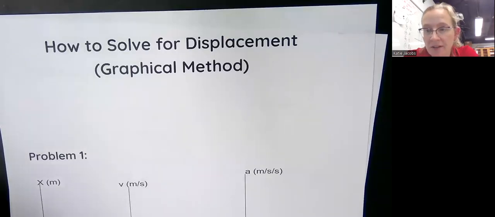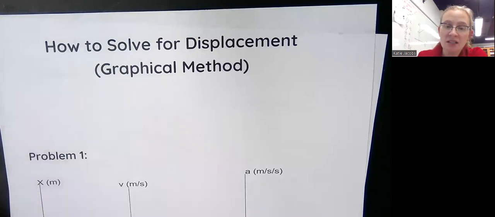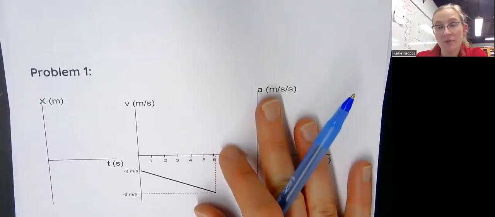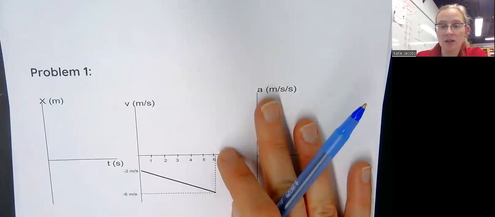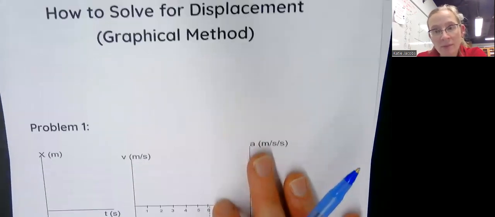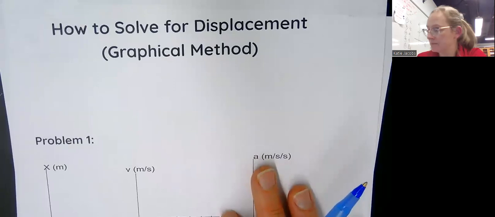Hi, this is Jacobs here, physics teacher at Naperville North, and I'm here to do a tutorial on how to solve for the displacement of an object by using a velocity graph. We're going to be using the same graphs that we did in the previous tutorial video where we solved for acceleration, but now we're going to be using them to solve for displacement.